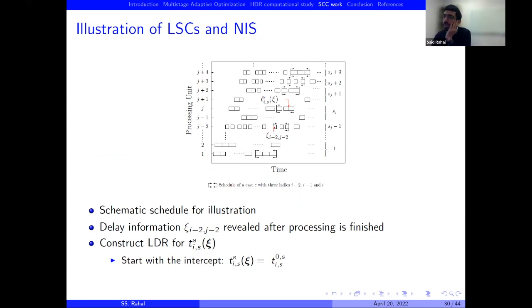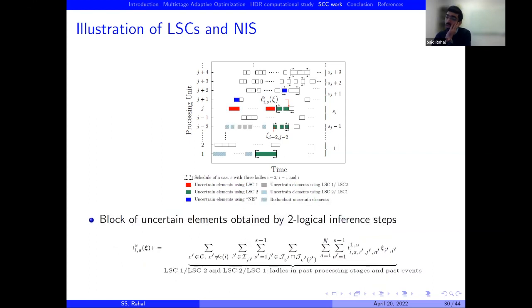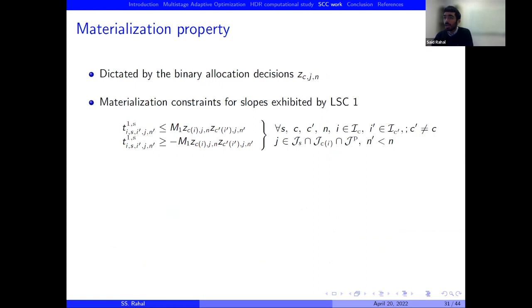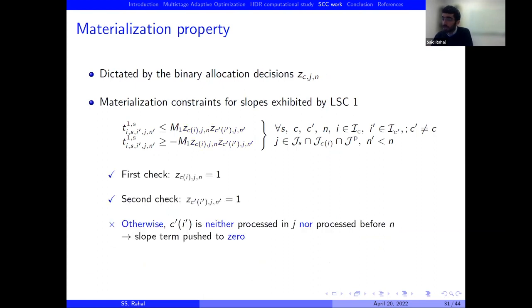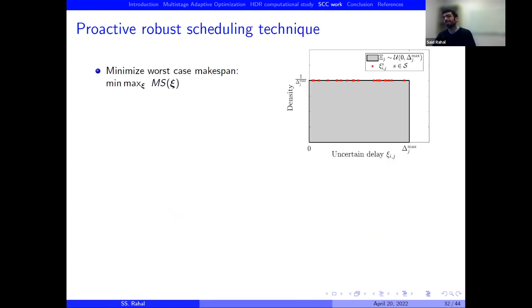As an illustration, I will go quickly. Okay, I will skip this part because of the time. So here I just illustrate how these tools work in practice. And here you have materialization constraints for the endogenous uncertainty. I just want to go to the scheduling technique.